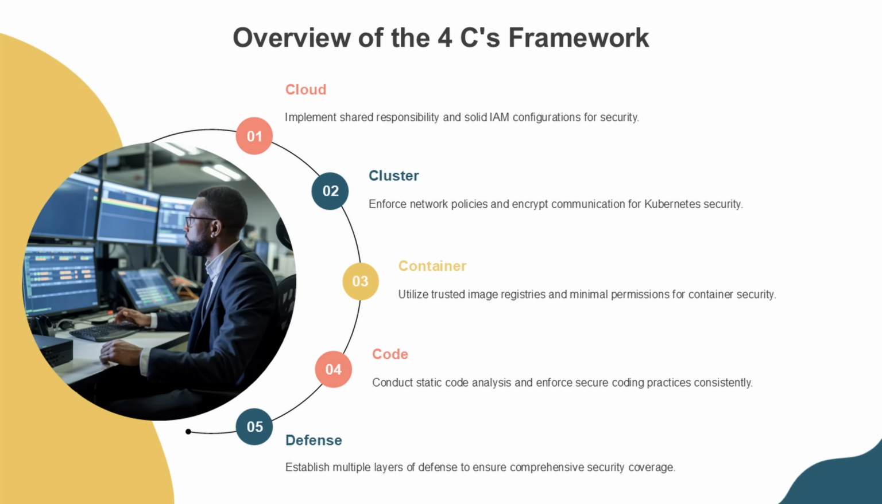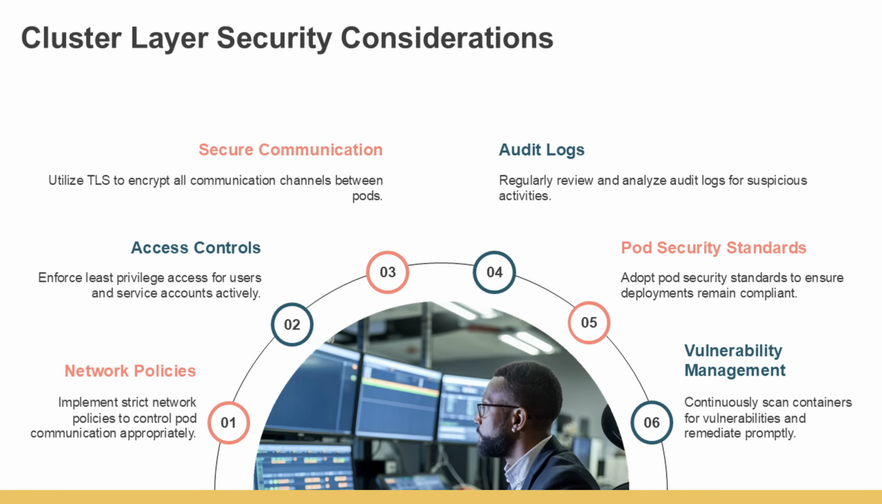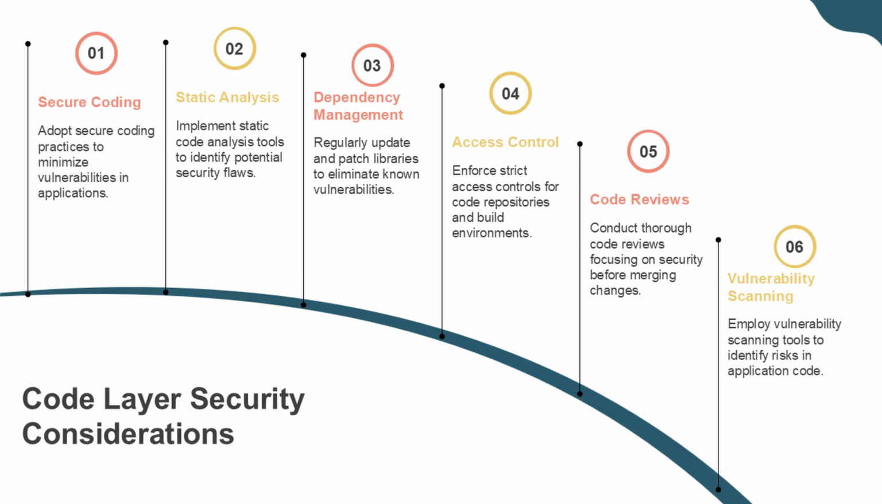The cornerstone of cloud-native security is the 4Cs framework, which provides a defense-in-depth approach through four distinct but interconnected layers. The first is the cloud layer, which serves as the foundation of the security model and includes the underlying cloud infrastructure. Security at this level involves implementing shared responsibility models, proper identity and access management, and robust security controls from cloud providers. Common vulnerabilities here often stem from identity and access management misconfigurations, like improperly set permissions and overly permissive roles.